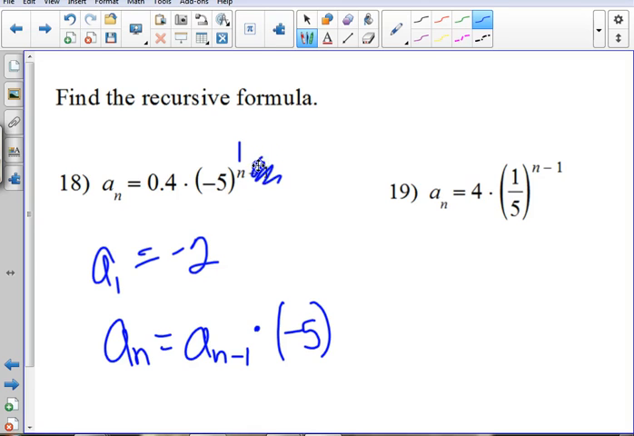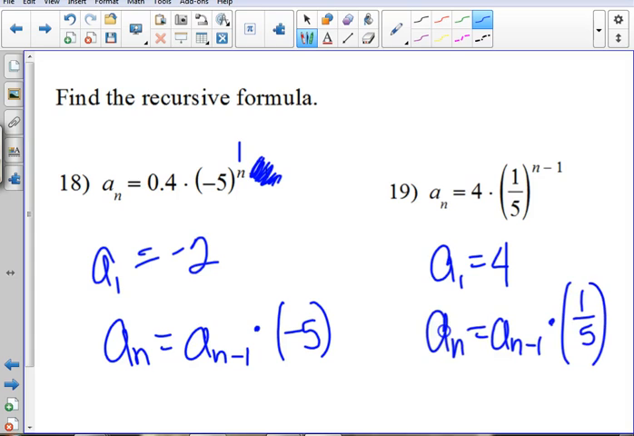So I changed that question. I took off the n minus 1. If we leave the n minus 1 on there, then we can pick out right away that the first term of this one would be what? 4. Or on this one, it would have been 0.4. Yep. And then to get to the next term, you would simply multiply by whatever the power is on the 1/5.